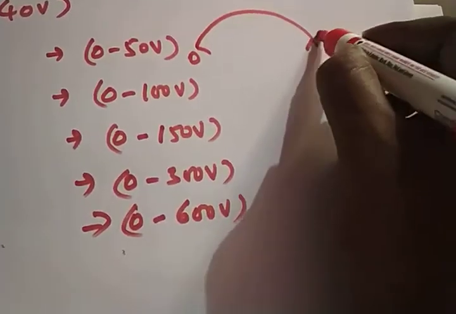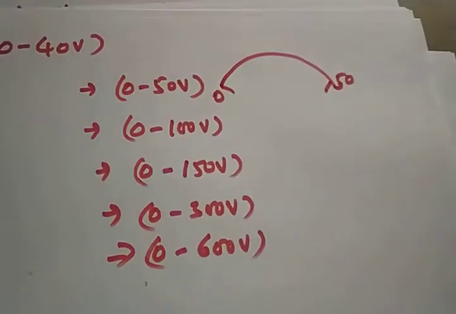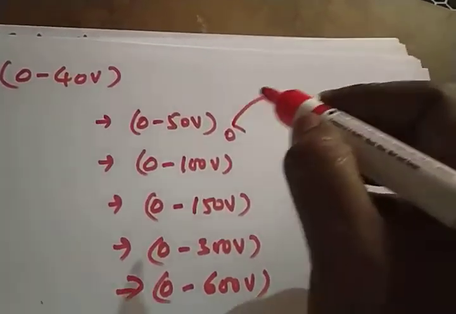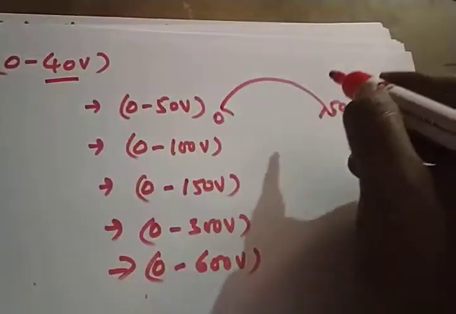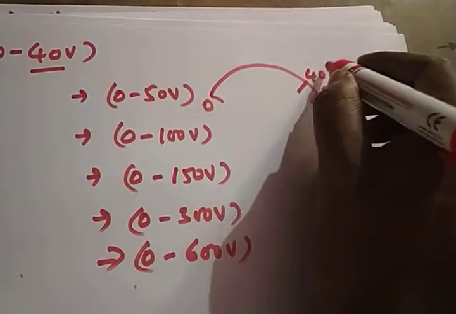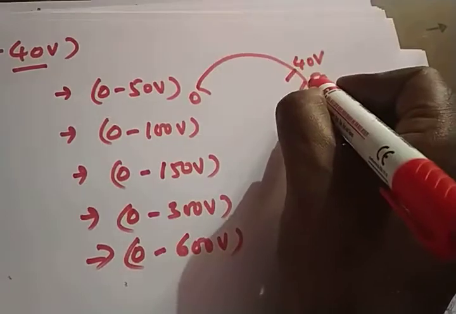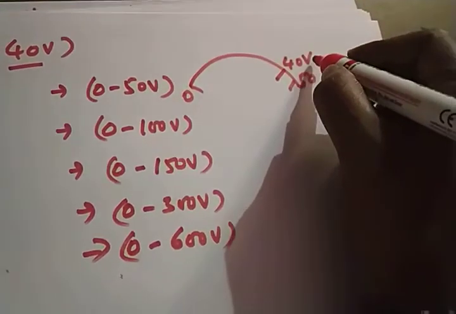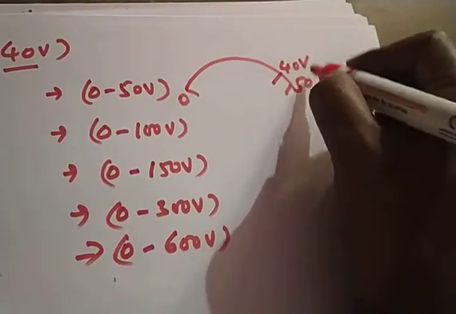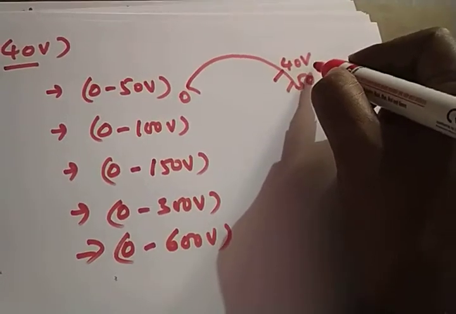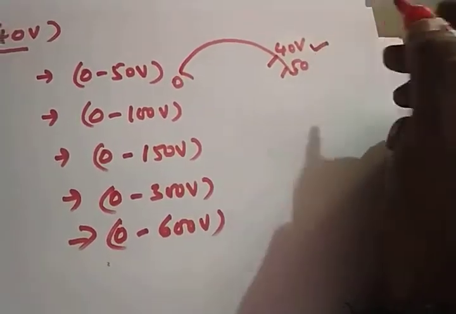0, 50. So which one is the measured value? You need to measure 40 volts. Where will 40 volts be? It will be here. So which is nearer to the full scale now? So the percentage error is going to be reduced now. Right? The percentage error is less when nearer to full scale. So that means the percentage error is very less here, so it is more accurate.